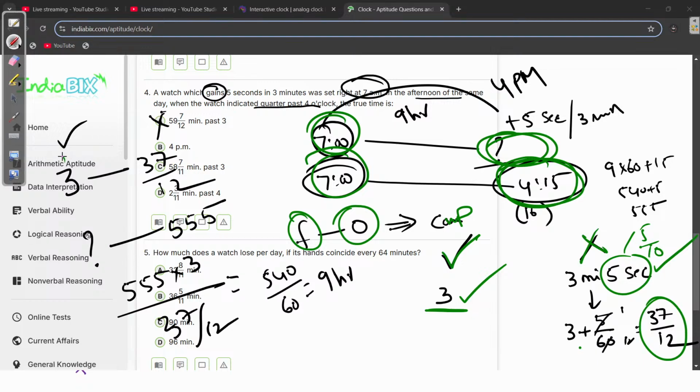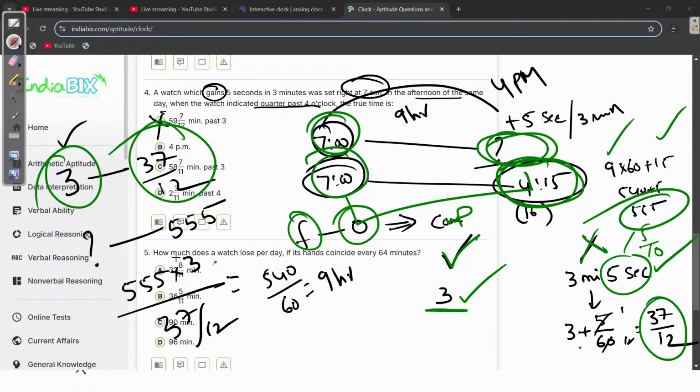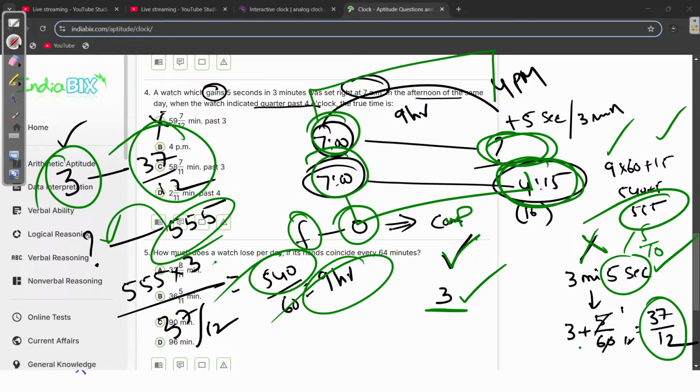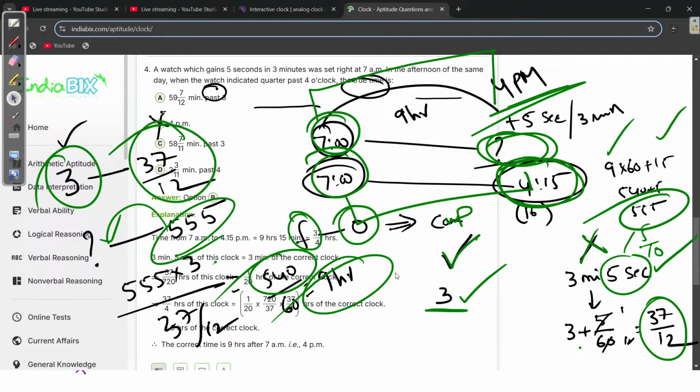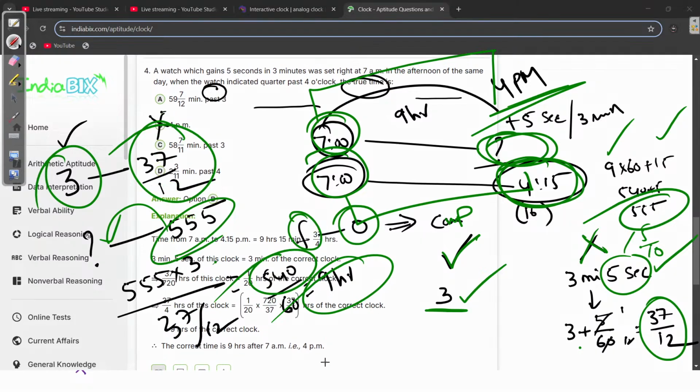Now our problem is like this: 3 minutes in the original clock is equal to 37 by 12 minutes in the faulty clock. Now how many minutes are there from 7 to 4:15? Count the minutes. 9 hours 15 minutes means 555 minutes in the faulty clock. This is equal to how many minutes in the original clock? Do the cross multiplication, you are going to get 540 minutes. 540 minutes means 9 hours. So from 7, 9 hours later means the answer is going to be 4 p.m. Let us check the answer here. As you can see, the answer is 4 p.m. I will just move the screen so you will get a better idea. See, the answer here is 4 p.m.